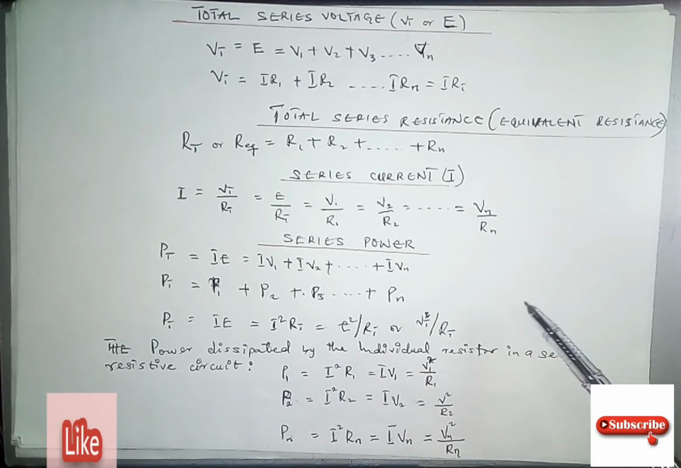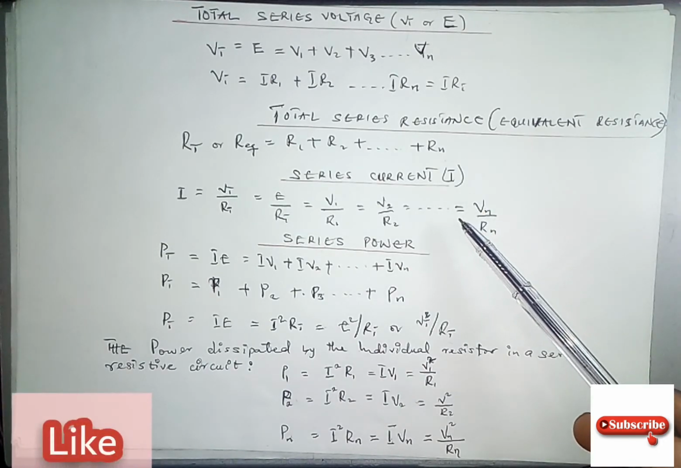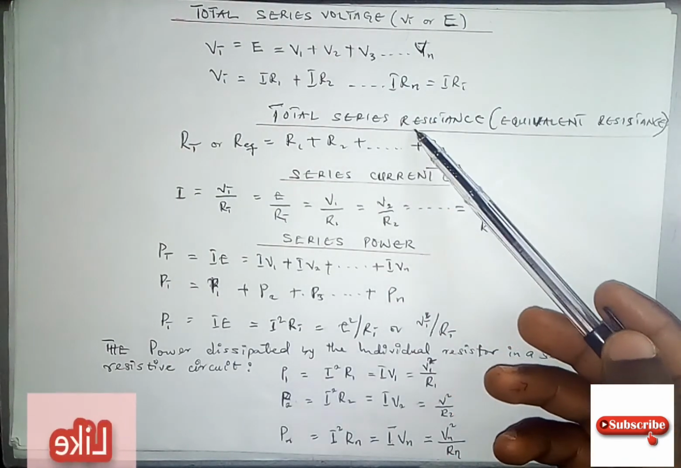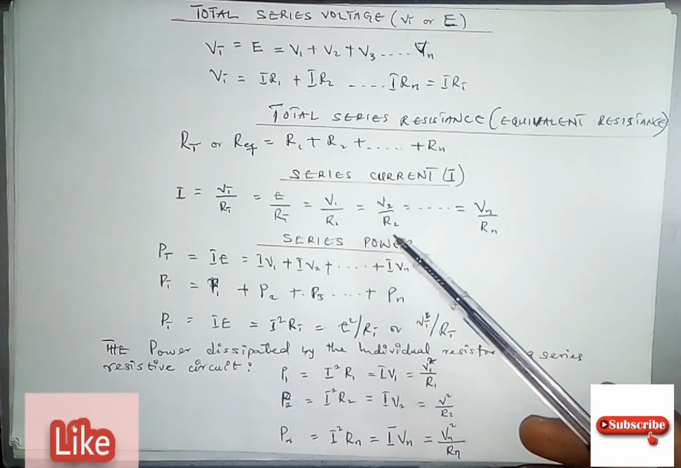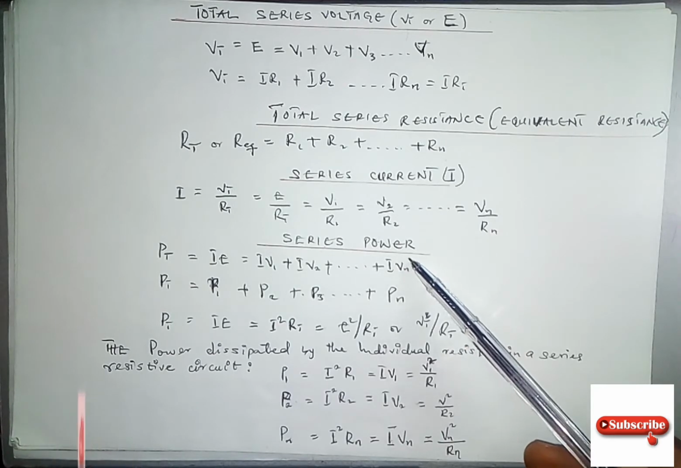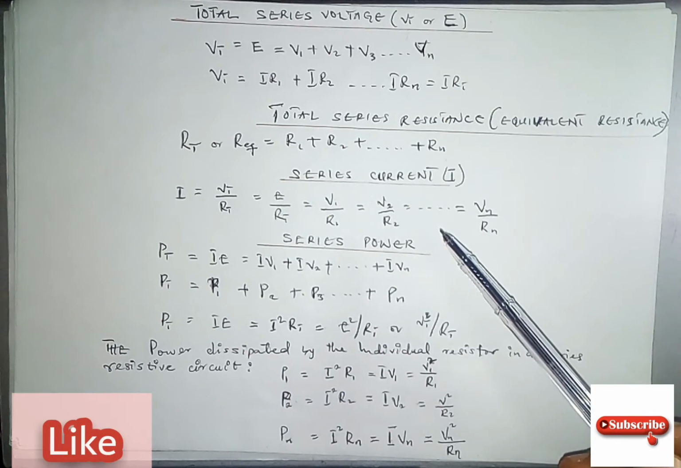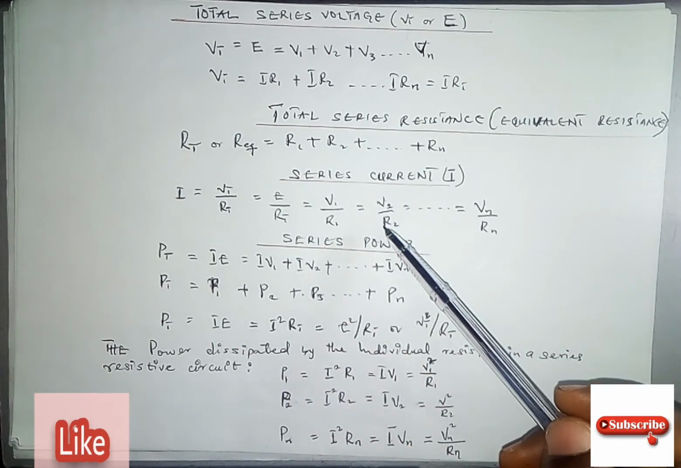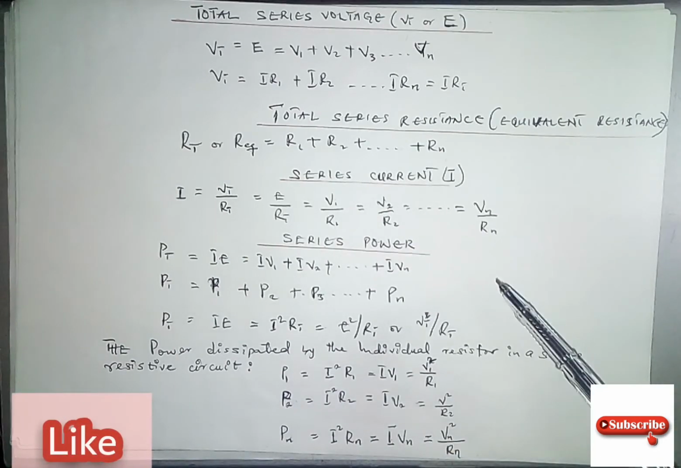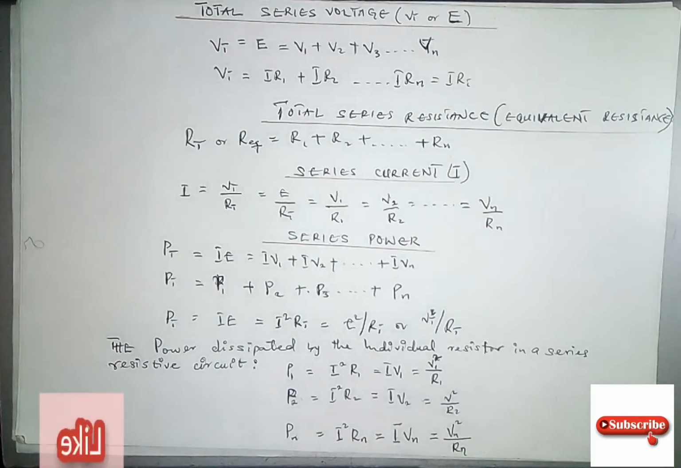So this is the analysis of components, be it total voltage in series, total resistance in series, total current in series, or total power in series. This is the analysis and how they can be executed in a series circuit. So from all this, we can deduce the characteristics or properties of a series circuit generally, which is going to be given as this.